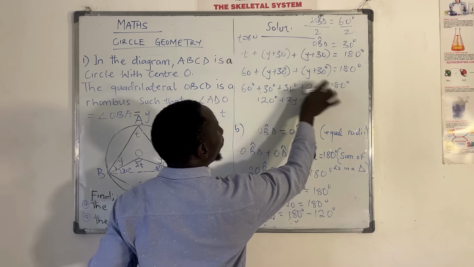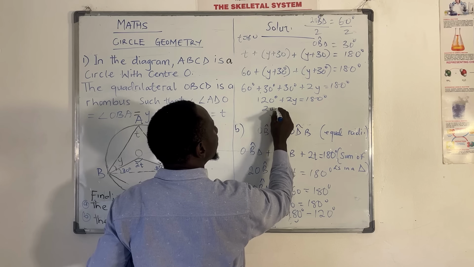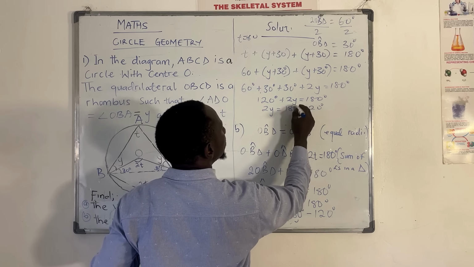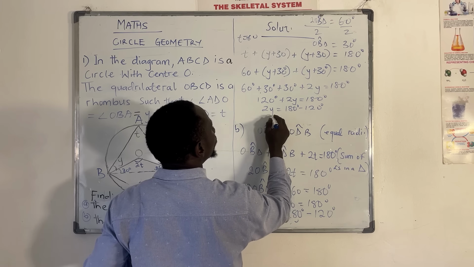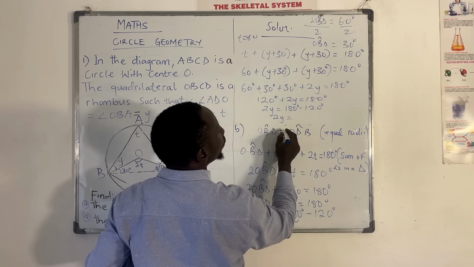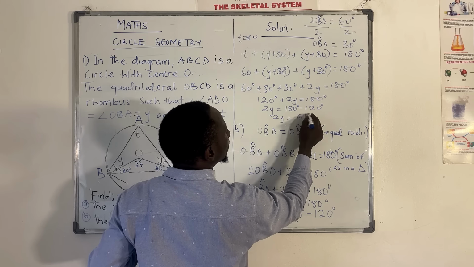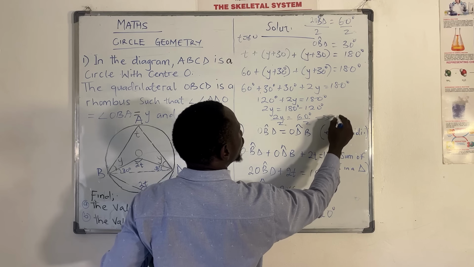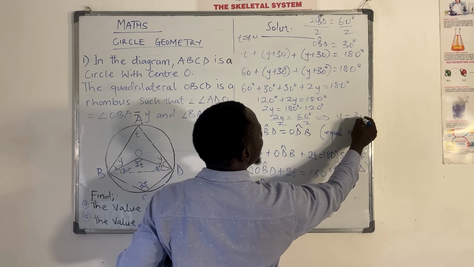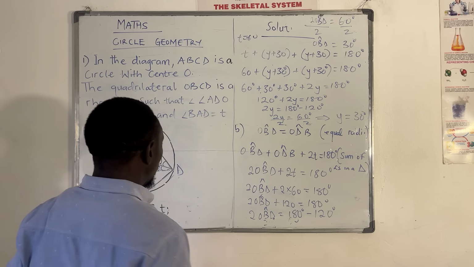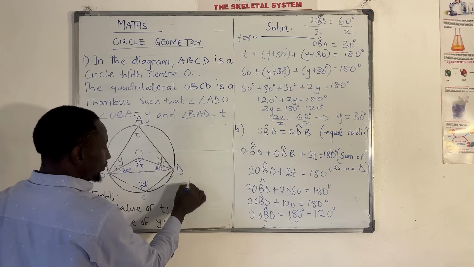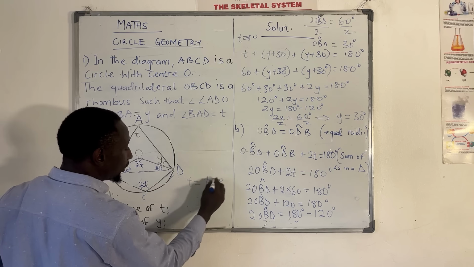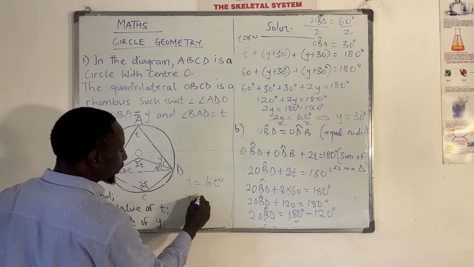is equal to 180. You transpose it to this side. You have 2Y is equal to 180 minus 120 degrees. If you subtract, you have 2Y is equal to 60 degrees. Divide by 2. This implies that your Y is equal to 30 degrees. So it means that my T is 60 degrees and Y is equal to 30 degrees.